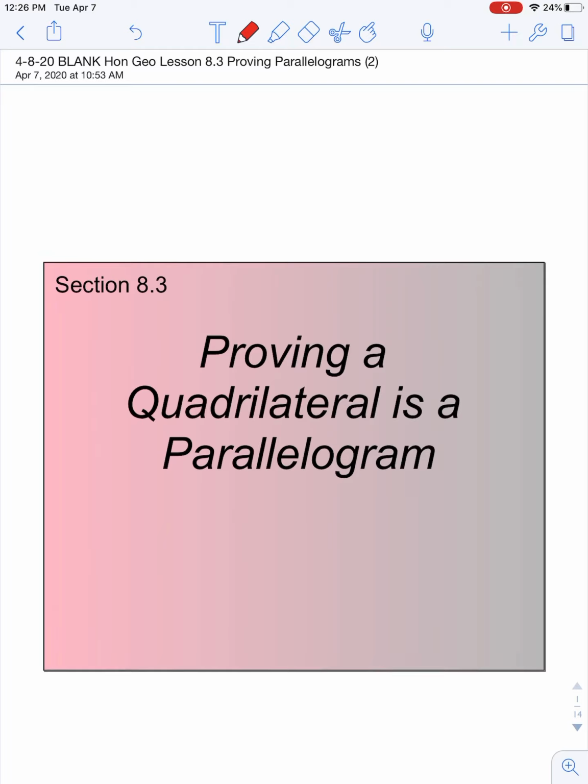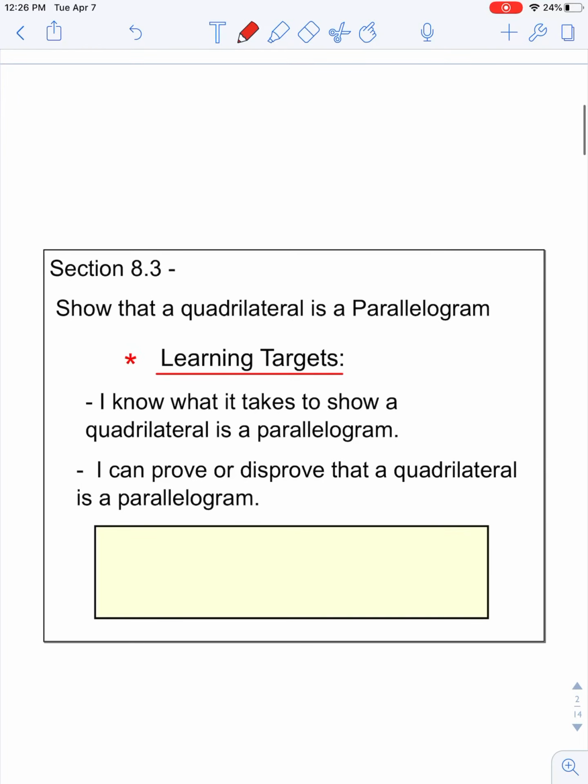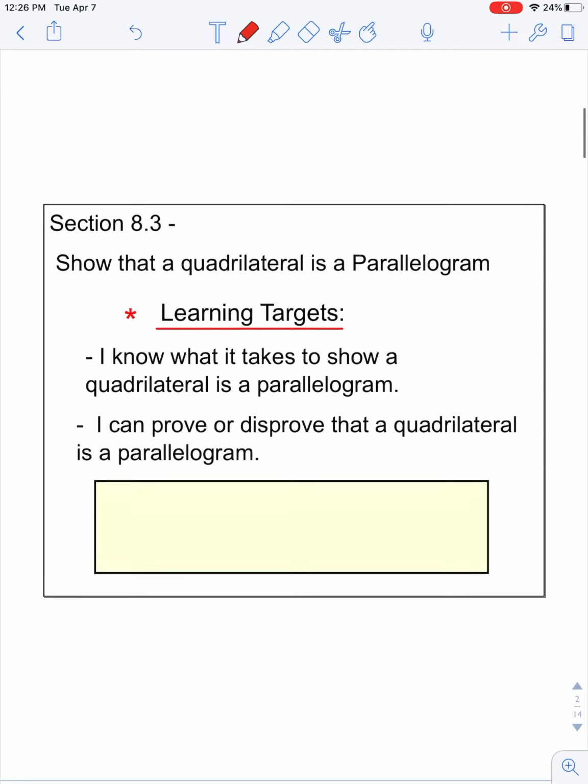But today we're going to work on section 8.3, which is kind of the opposite of 8.2, where you were told a quadrilateral was a parallelogram, and then because of that, certain properties applied. Today we're going to actually show that a quadrilateral is a parallelogram without knowing that both pairs of opposite sides are parallel. So these are our learning targets for today, the kinds of things you should be able to do once we've gone through the lesson and you've done the homework problems.